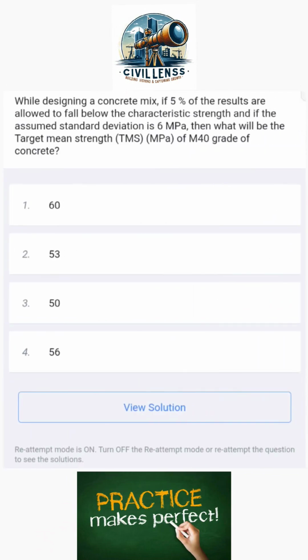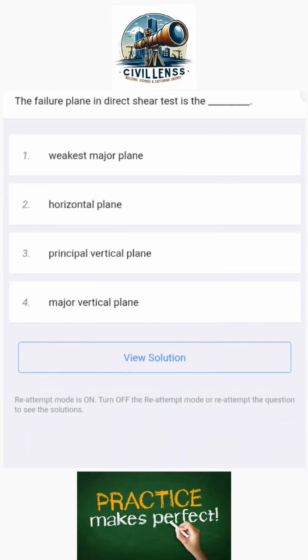Next, while designing a concrete mix, if 5% of the results are allowed to fall below the characteristic strength, and if the assumed standard deviation is 6 MPa, then what will be the target mean strength of M40 grade of concrete? So target mean strength Fm is equal to Fck plus 1.65 times standard deviation. Here the given standard deviation is 6 MPa. So by calculating, we get 50 MPa. Next, the failure plane in direct shear test is the horizontal plane.